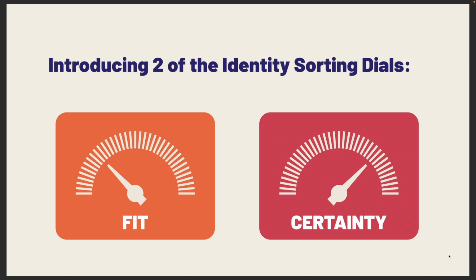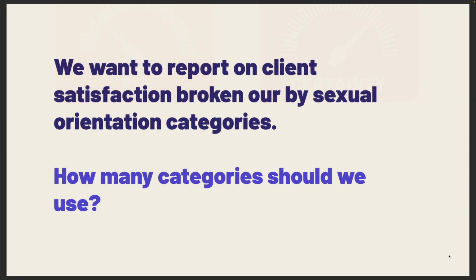To talk about two of the identity sorting dials, the fit dial and the certainty dial. We use these dials when we're trying to decide how many and what type of categories and labels to use when developing a data collection tool that is going to collect social identity information. And let's use an example.